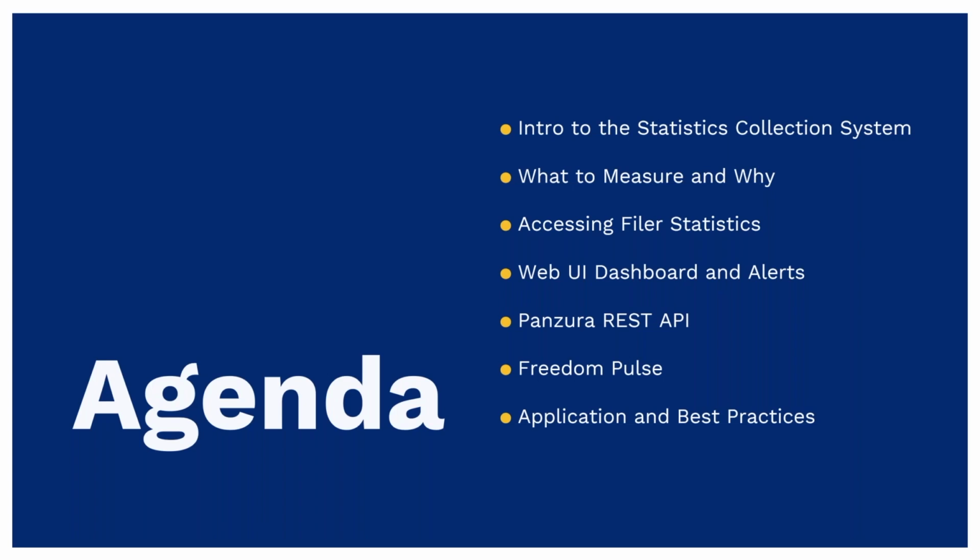Thank you, Nick. So today we're going to learn about the statistics collection system. We're going to talk about what we measure and why and how we prioritize that at Panzura. We'll talk about the main ways that we get access to that data on the filer. That includes the web UI dashboard and the alert system. That includes a programmatic interface via REST for integrating with your external applications. And that includes our SaaS offering and Freedom Pulse and how you would look at that in an aggregated view. And then finally, we'll wrap up talking about best practices and how to use these statistics.